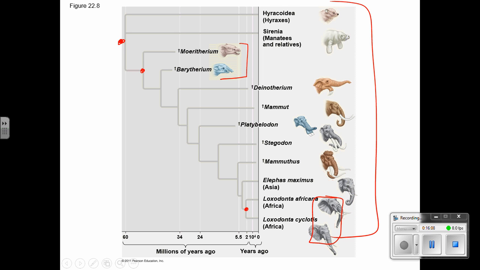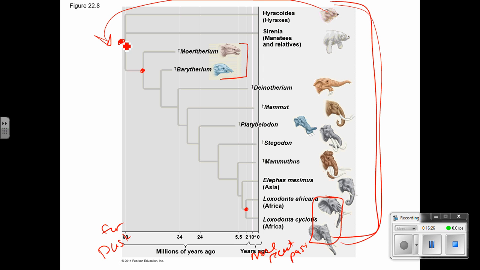Okay, and so this here is the most recent common ancestor to these, because this is far past, more recent past. The oldest common ancestor to all of these would go all the way back here to where they all branch together.